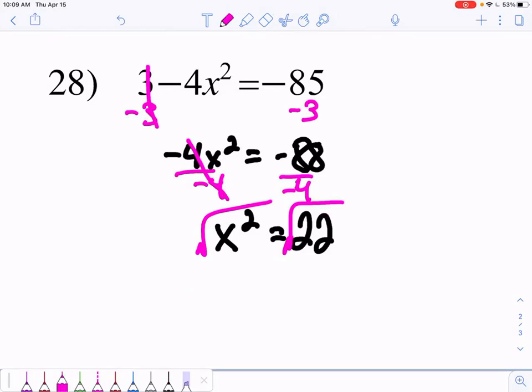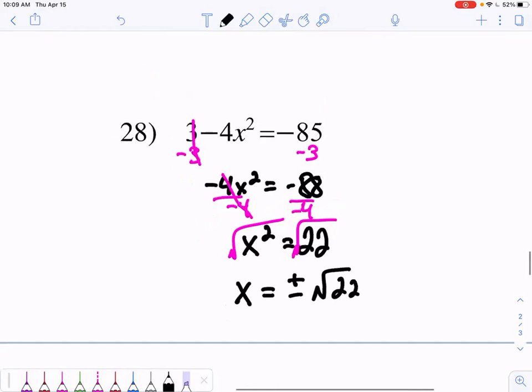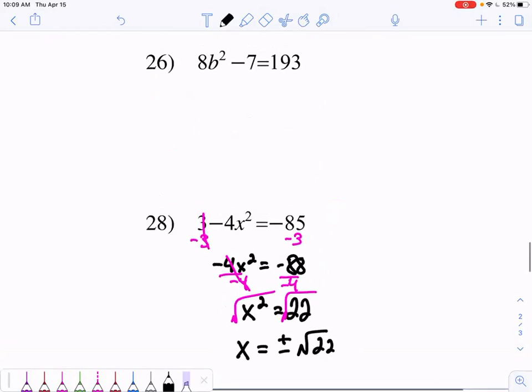Okay, when you take the square root, you have x squared equals 22. Is there a perfect square that goes into 22? No. So what's your final answer? x equals plus or minus the square root of 22. Yeah, that was a good, tough one to do.